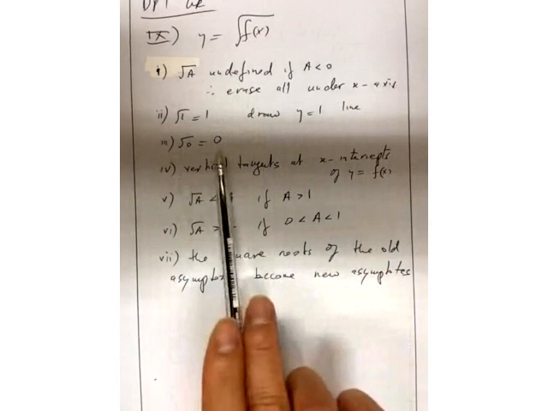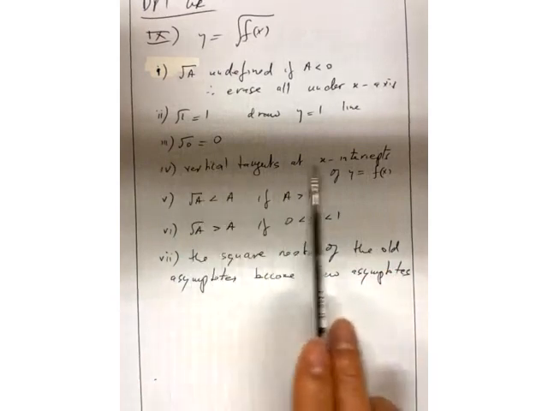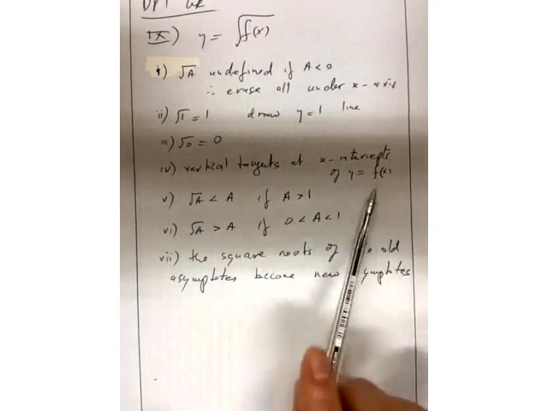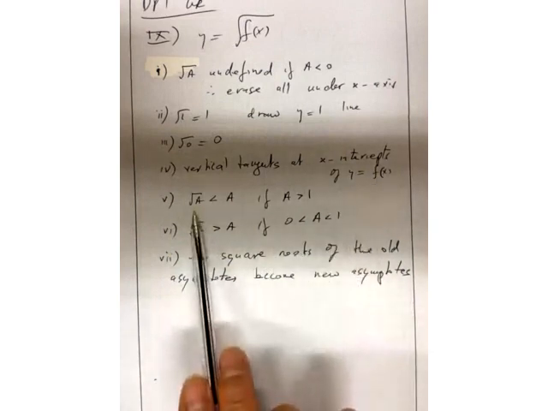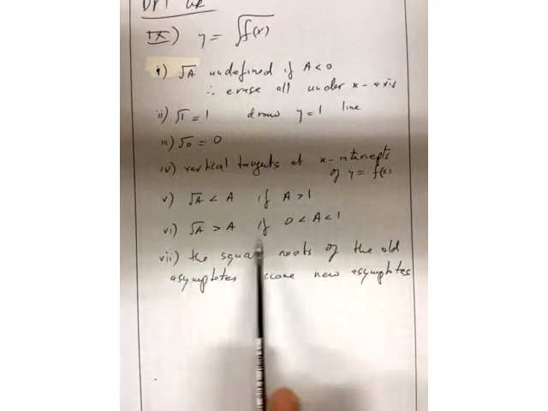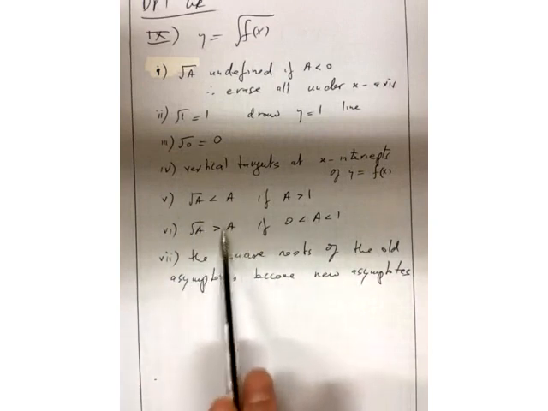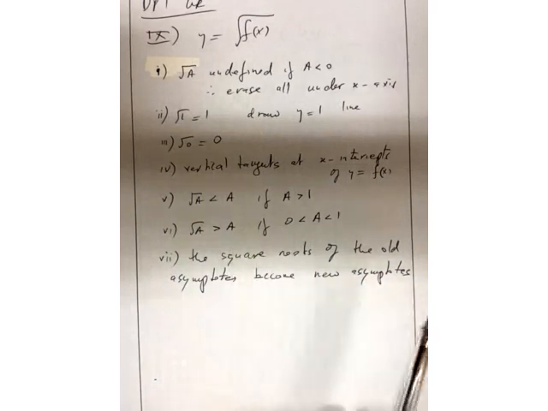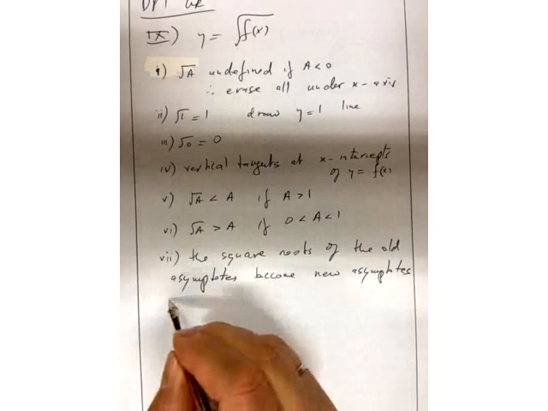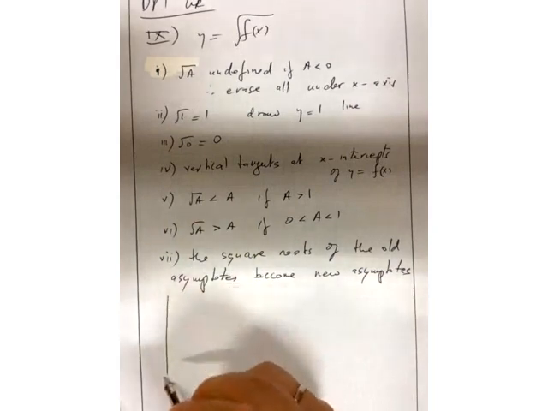Square root of 0 is 0. Vertical tangents become the x. Vertical tangents at the x-intercepts of the original curve. The square root of something that is bigger than 1 is less than the original number, and the square root of something that is between 0 and 1 is greater than the original number, and the asymptote of the old asymptote is the new asymptote. So I'll give you 2 examples. First one.